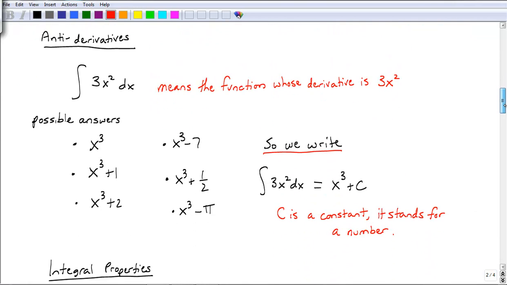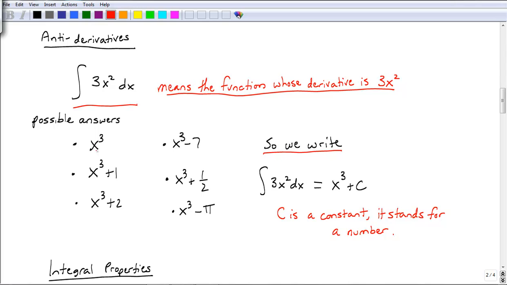So let's look at what an antiderivative really is. This is how we actually calculate an integral without looking at a graph to find the area. Let's say I had the integral of 3x squared dx. That's what that says. And what that means is find the function whose derivative is 3x squared. And I can find a lot of answers.